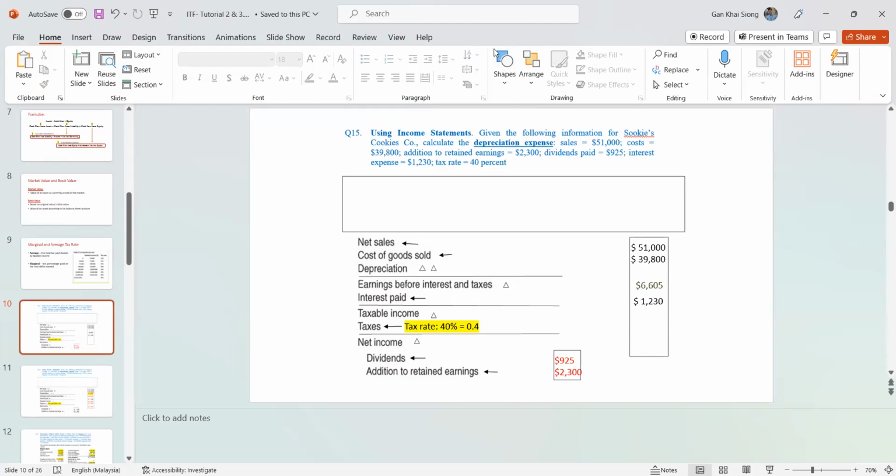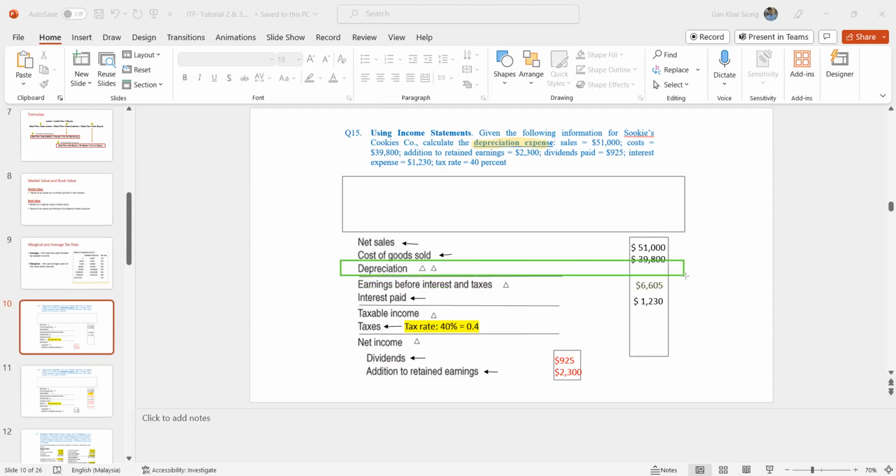First of all, you can see the question over here. It says that given the following information for Suki's Cookies Corporate, calculate the depreciation expense. And they give you all the information in which you have the sales, you have the cost, you have the addition to retained earnings, you have the dividends, you have the interest expense and the tax rate. All the information are available. But the thing is what they want to calculate is the depreciation expense. So I will just use the template from the income statement just now and write this over here. And I wanted to calculate this one, depreciation expense.